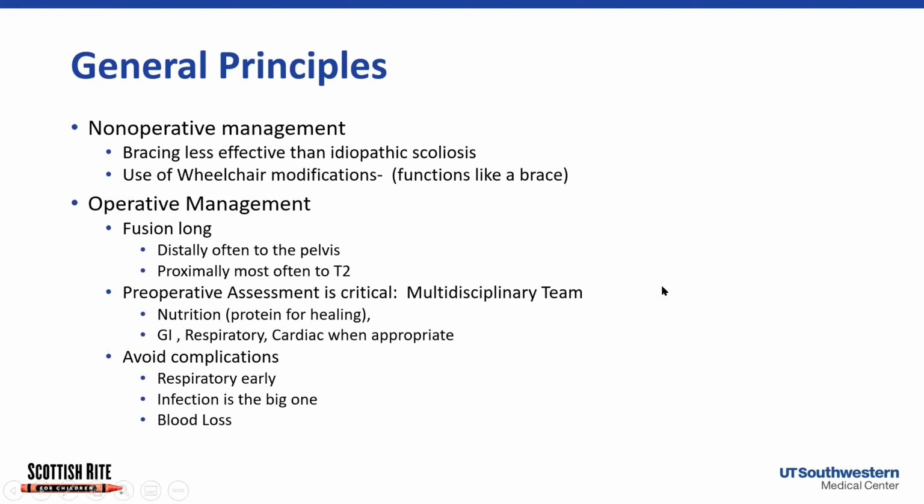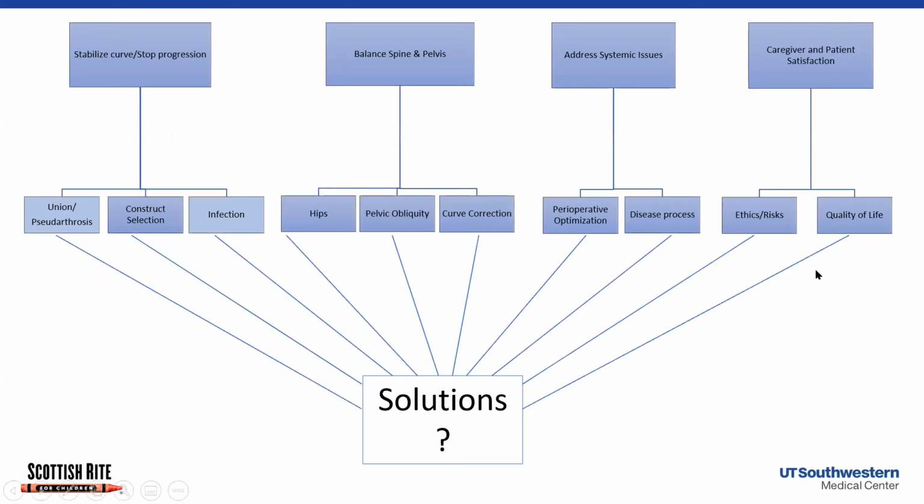Multidisciplinary team will review a little bit of that. And then really the big issue with neuromuscular scoliosis or deformity is really avoiding complications. Respiratory early infection is really the big one. And then there's certainly blood loss issues that we take into consideration. This is sort of a nice schematic to talk about the big issues that are related to neuromuscular scoliosis, some of the possible issues that come up, and then some of the solutions.